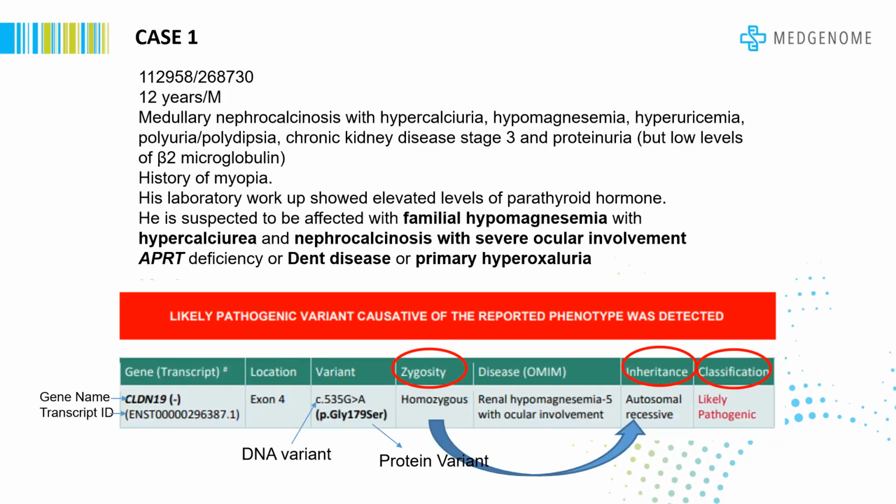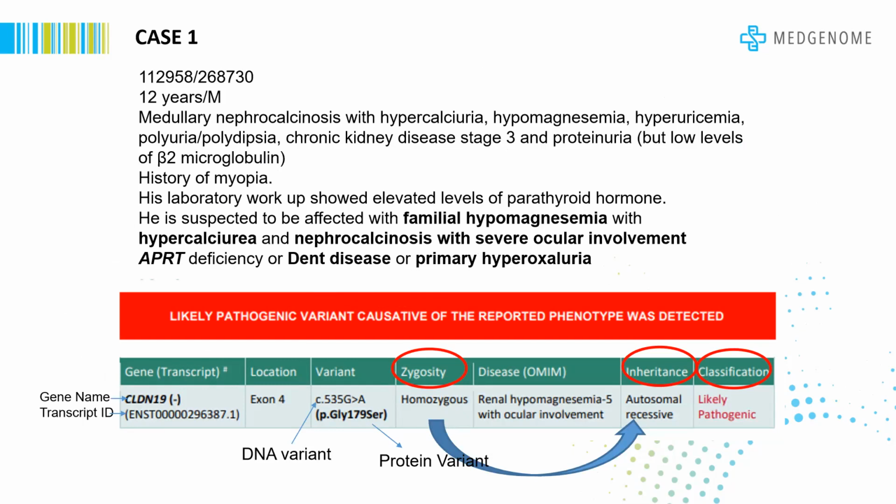Now, this is a case scenario. This was a 12-year-old male. He was having medullary nephrocalcinosis with hypercalciuria, hypomagnesemia, hyperuricemia, polyuria, and polydipsia. He was suspected to have familial hypomagnesemia with hypercalciuria and nephrocalcinosis with severe ocular involvement. It might be APRT deficiency, Dent disease, or primary hyperoxaluria.